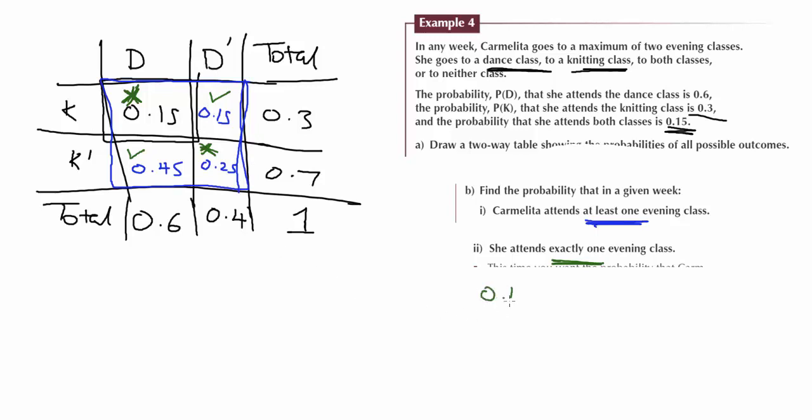So you add up 0.15 plus 0.45 equals 0.6. There you go. That's how you do the probability for that. Hopefully that makes sense, guys. Okay, that is two-way tables.